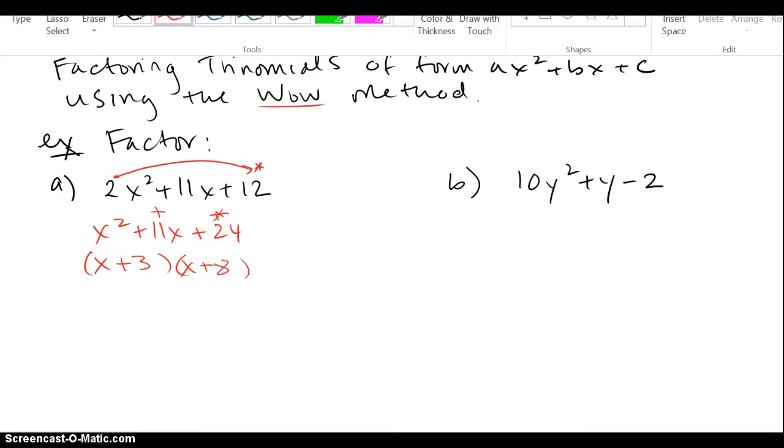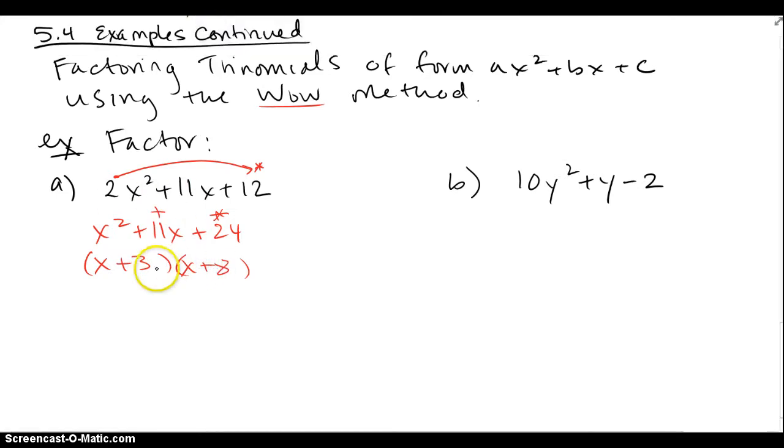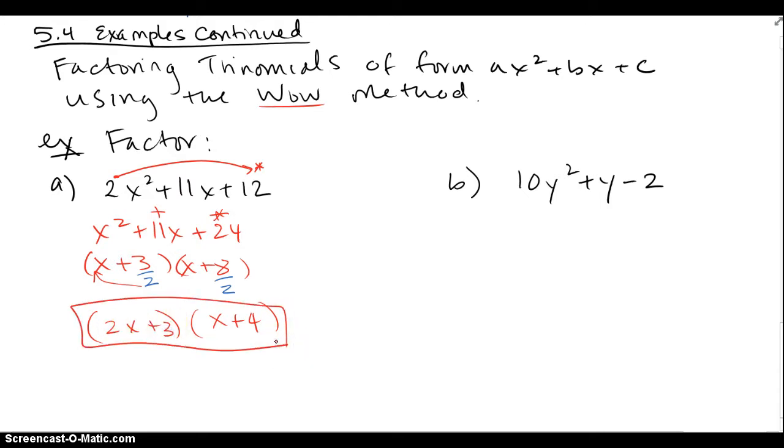But now I moved up that 2 and multiplied by it, so I'm going to divide both terms by 2. And once I do that, the second one reduces to x plus 4. The first one doesn't reduce, so I just move that guy back up and I get 2x plus 3, and I am done with that one. Again, to check your work, always distribute it back and make sure you get the original trinomial.